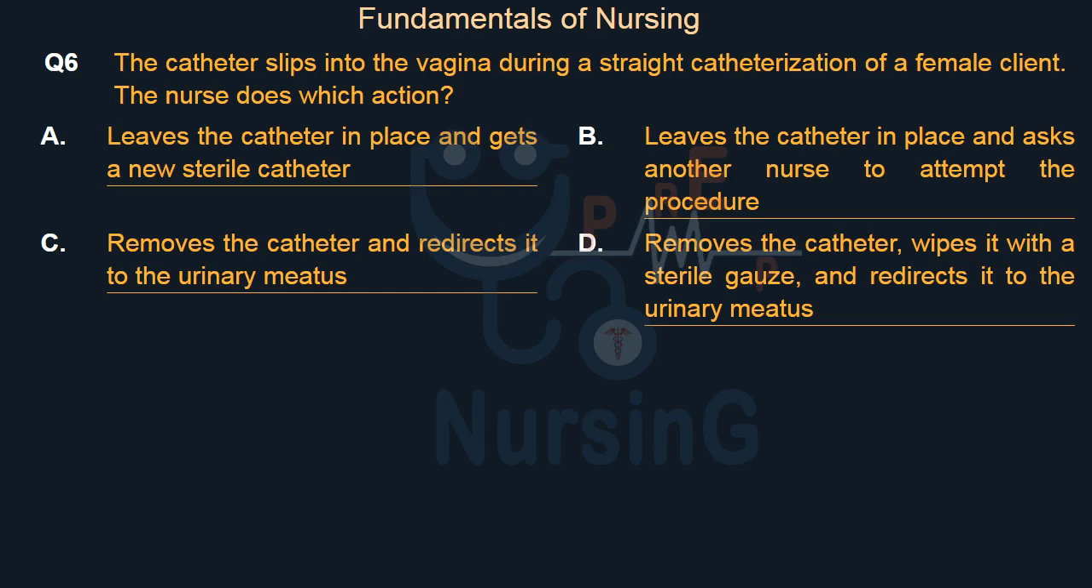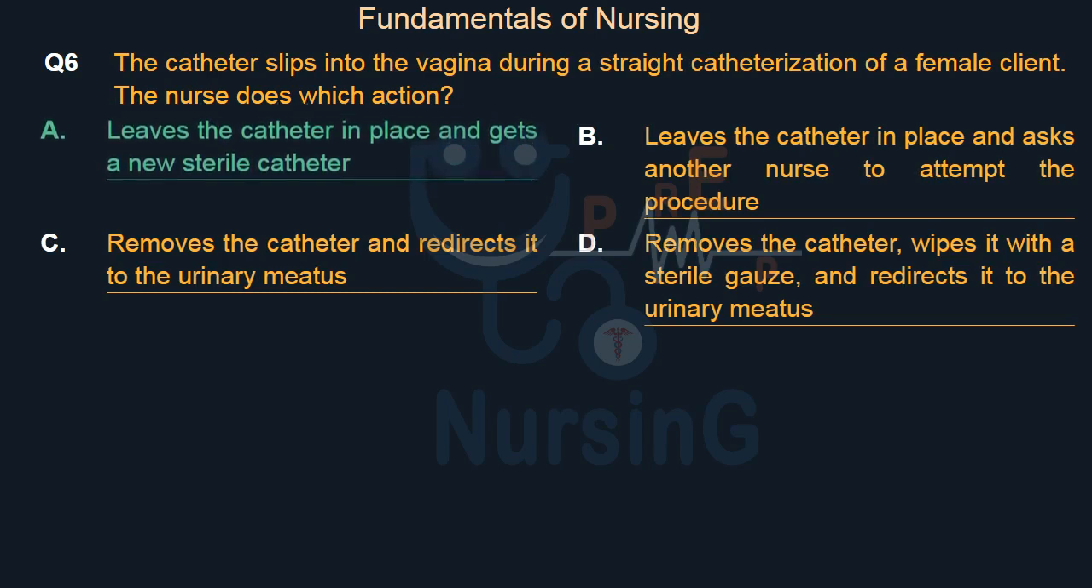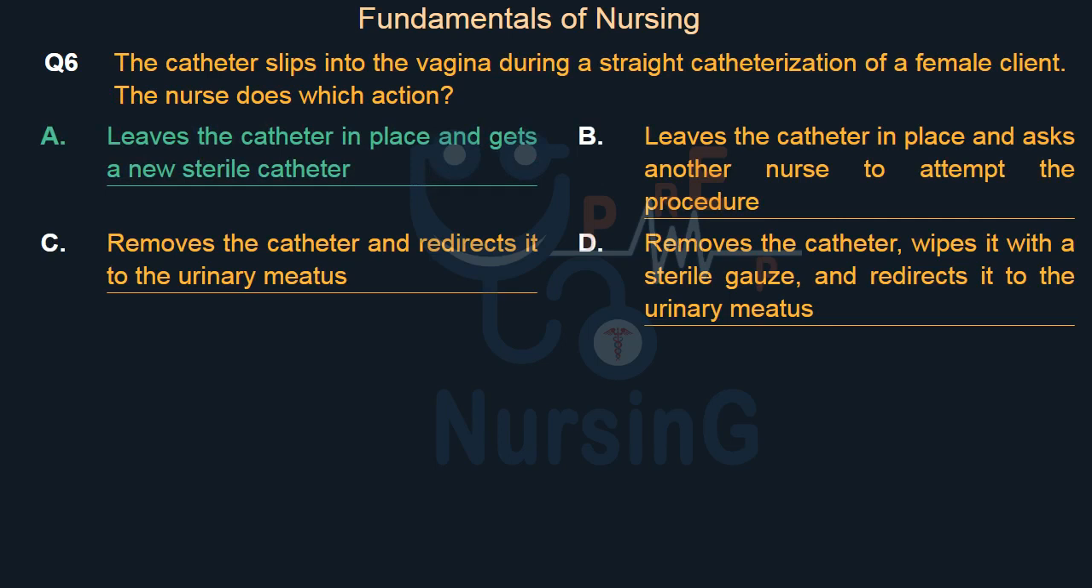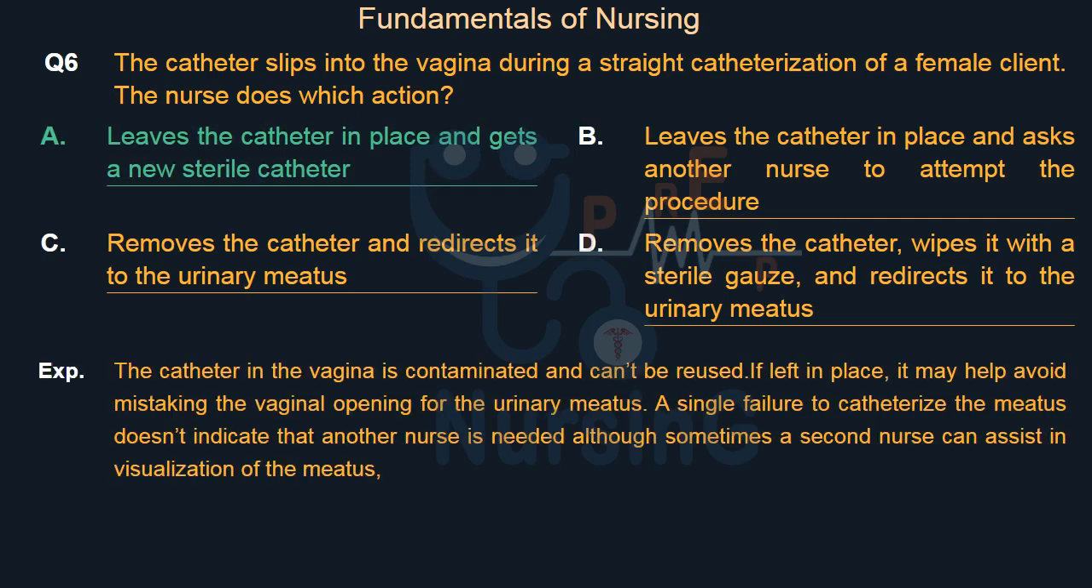Right answer is Option A. Leaves the catheter in place and gets a new sterile catheter. The catheter in the vagina is contaminated and can't be reused. If left in place, it may help avoid mistaking the vaginal opening for the urinary meatus. A single failure to catheterize the meatus doesn't indicate that another nurse is needed, although sometimes a second nurse can assist in visualization of the meatus.